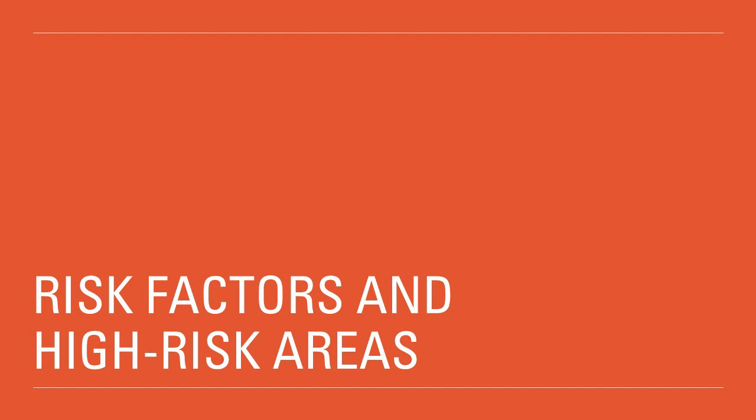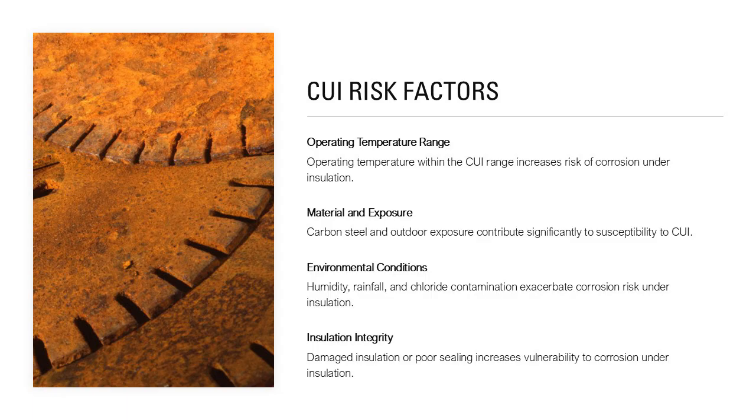Next, let's look at what makes equipment vulnerable to CUI and where it commonly occurs: CUI risk factors and high-risk areas. Risk factors include operating temperature within the CUI range, carbon steel material, outdoor exposure, and cyclic temperature changes. Environmental conditions such as humidity, rainfall, and chloride contamination also increase susceptibility. Equipment with damaged insulation or poor sealing is particularly vulnerable.